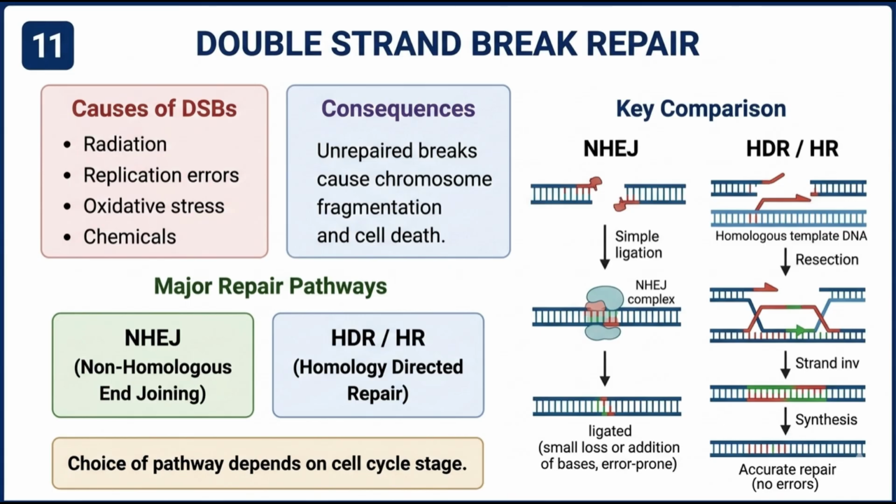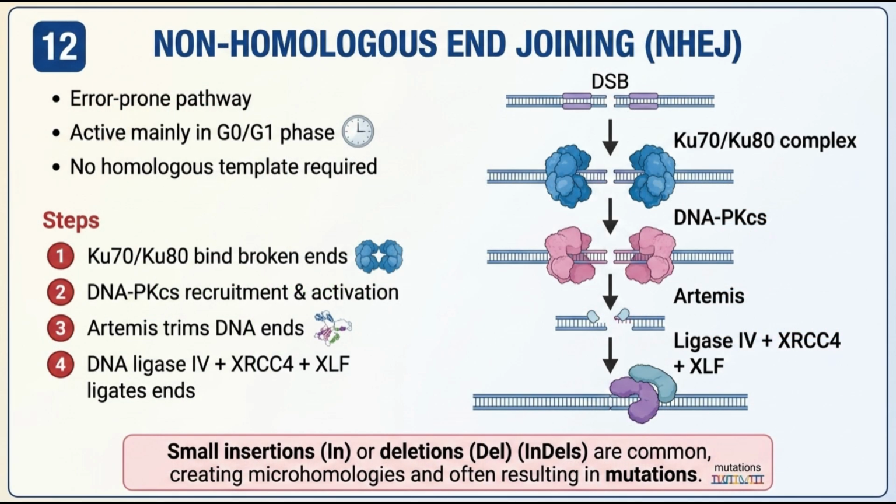Cells possess two major repair pathways. Non-homologous end joining, or NHEJ. Homology-directed repair, or HDR. The choice of pathway depends strongly on the cell cycle stage.